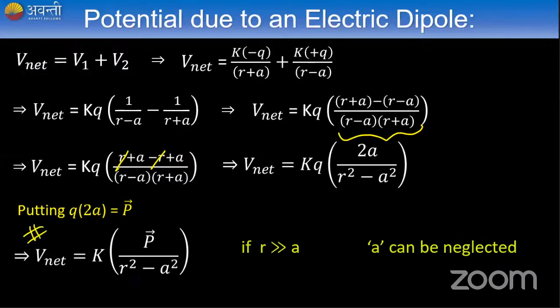I know this is a derivation. Yes, correct, Adi Prasad. K times P by R square minus A square. Correct, Ramakrishna Reddy. Cool. Correct, Meghana.